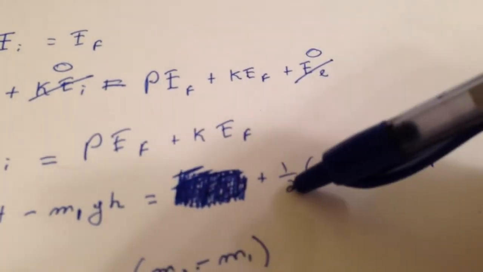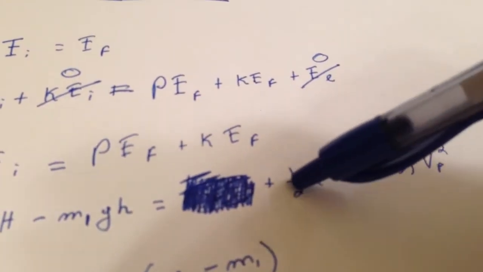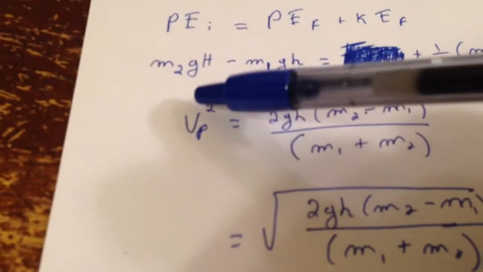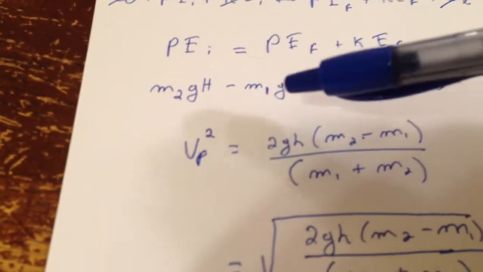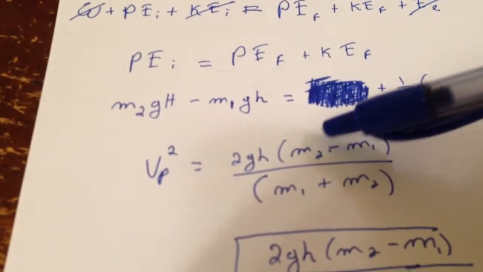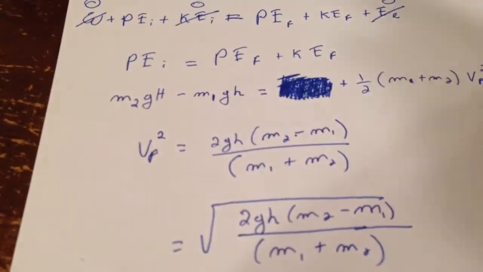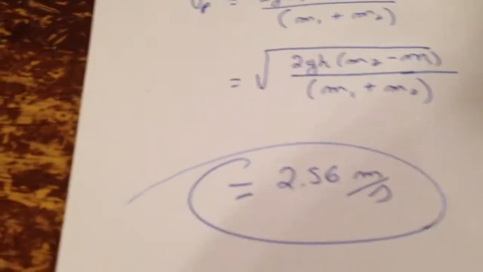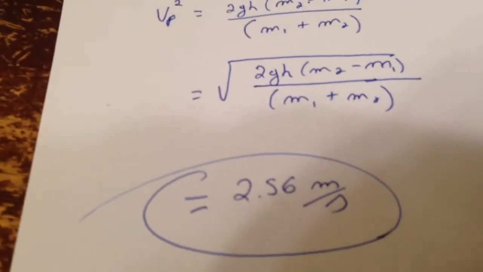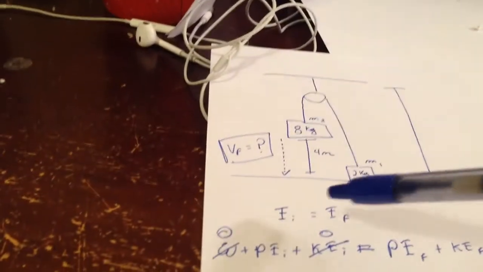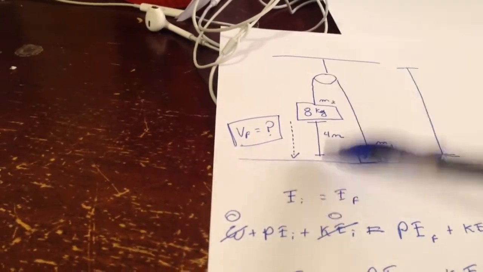So you're going to move this to the side, multiply this, divide that, and you're going to get v final squared equals 2gh (M2 minus M1), divided by (M1 plus M2), and then you take the square root of the whole thing. If you plug all your numbers in there, you're going to get 2.56 meters per second, so you know how fast your weight came down.